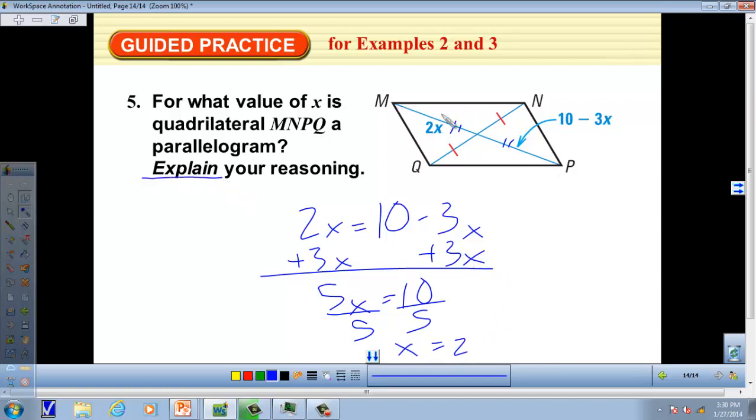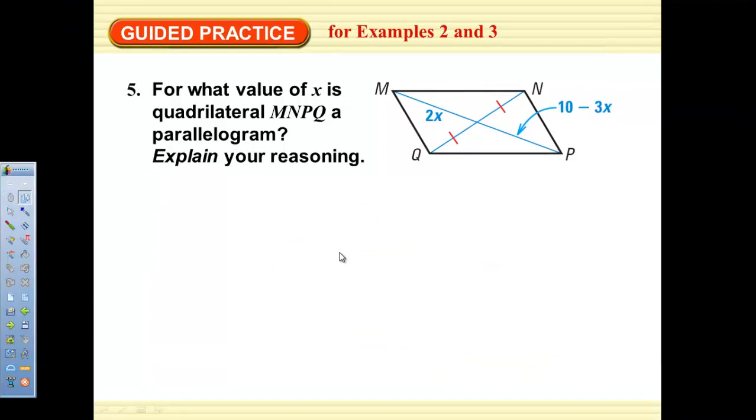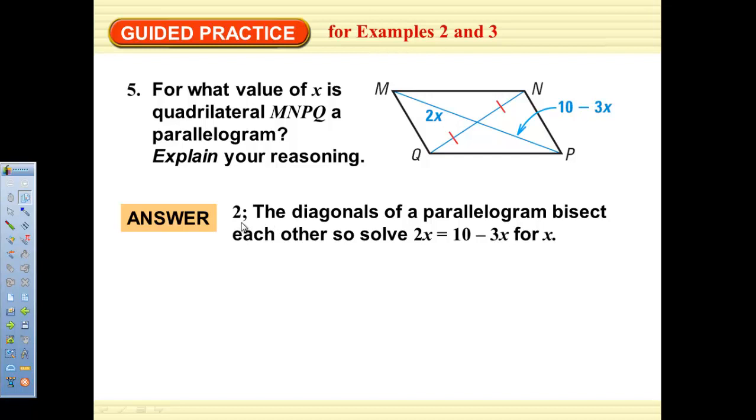We know that 2x has to be equal to 10 minus 3x, and if I plug a 2 in here, I get 4. If I plug a 2 in here, I get 10 minus 6, which is also 4. So again, the number would be 2. The diagonals bisect each other, so solve that.